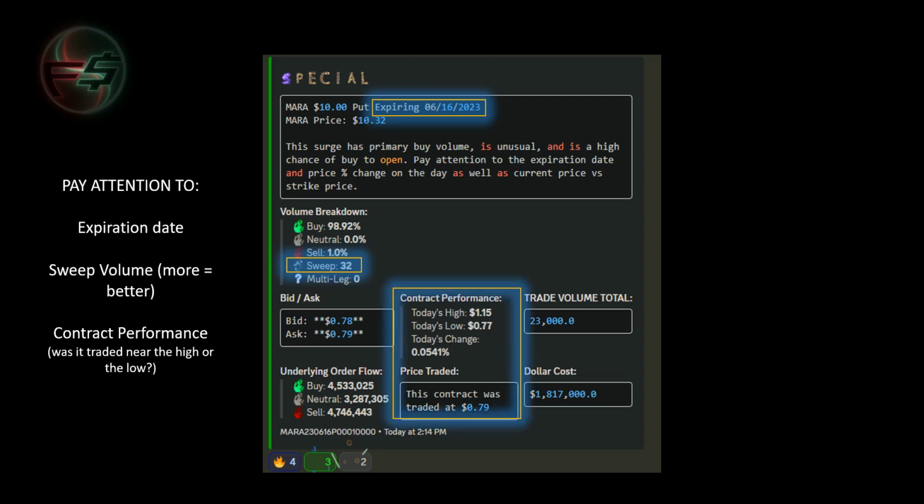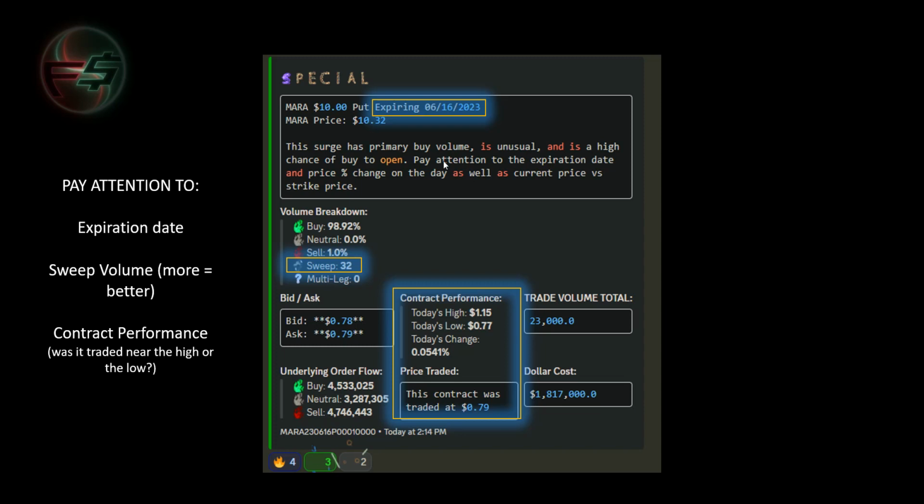Other than that, you're going to want to look at the contract performance. Take note of where this contract was traded and also pay attention to where the contract is trading on the day. So if the contract was traded like this one here at 79 cents, and we look at the high and the low of the contract for today, we can see that the high of the contract today was $1.15. The low was 77 cents. So this trade was made near the low of the day, which, using common sense, I can tell you is a good thing when it comes to this option.